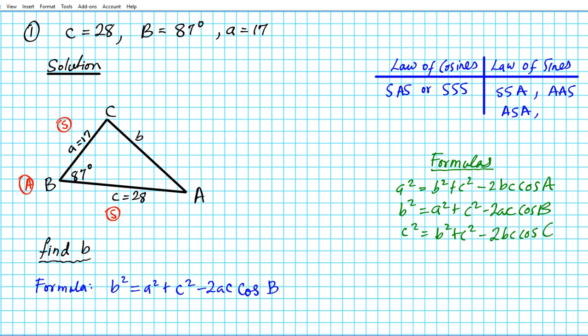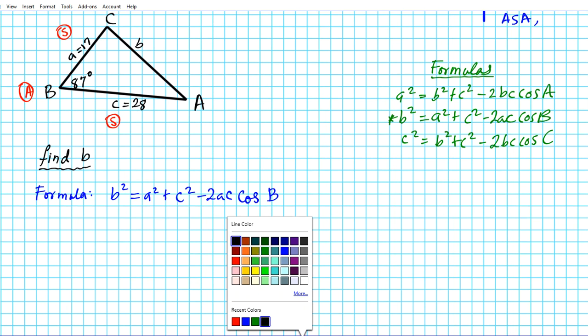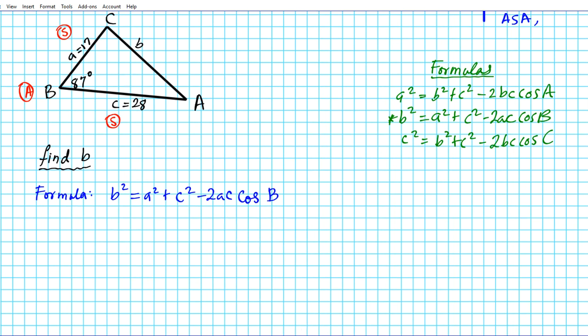Alright, so depending on what angle you're given in an SAS scenario, that's how you know the correct formula to use. So we're given big B, that's why we selected this formula. Let's go ahead and substitute. If we make our substitution of the known values into this formula, we'll have b squared equals a squared, which is 17 squared, plus c squared, 28 squared, minus 2 times 17 times 28 cosine big B, which is 87 degrees.